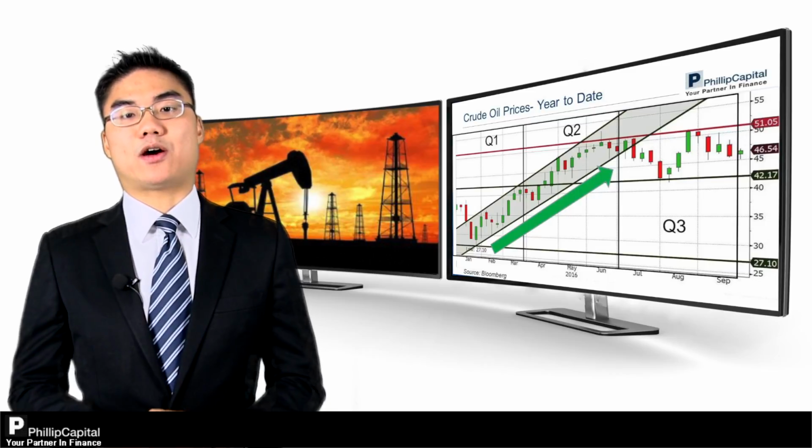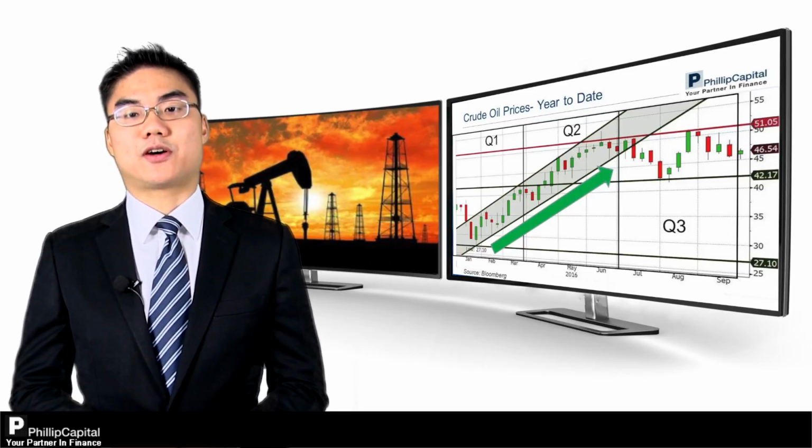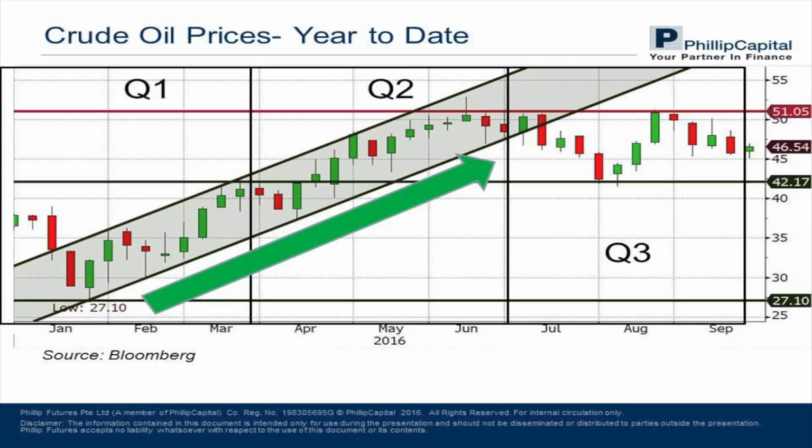Brent started the year at an all-time low of $28 per barrel, after which it spent the next 2 quarters recovering back to $50. It then spent quarter 3 being range-bound between $40 and $50.